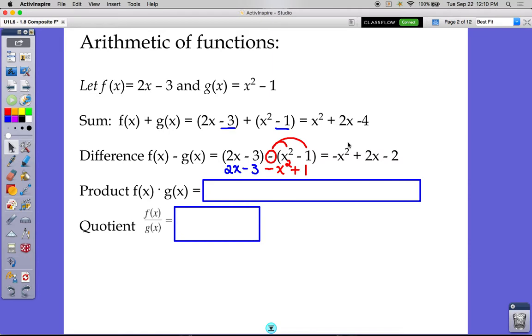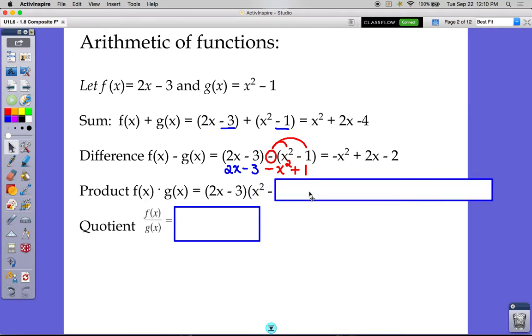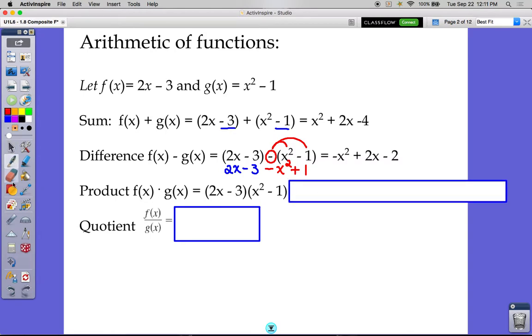On this next one, the product, this is probably the one that's the most involved, because I'm asked to multiply two functions together, and both of those are expressions. It's going to lead to a little bit of work, because when I say 2x minus 3 times x squared minus 1, unfortunately what that means is that, if you remember this from algebra, I have to FOIL. Let's bring that down here to see the work in between. So 2x minus 3 times x squared minus 1.